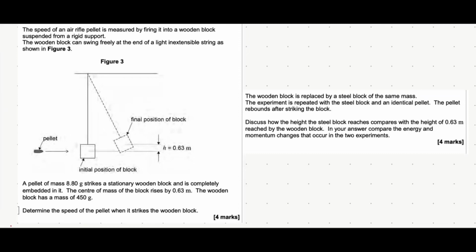In this video, we're going to be going through a pretty difficult mechanics question. It's told you quite a lot of information here. It's told you the mass of the pellet itself, 8.8 grams. We do have to convert that into kilograms, by the way, before we use it in calculation.